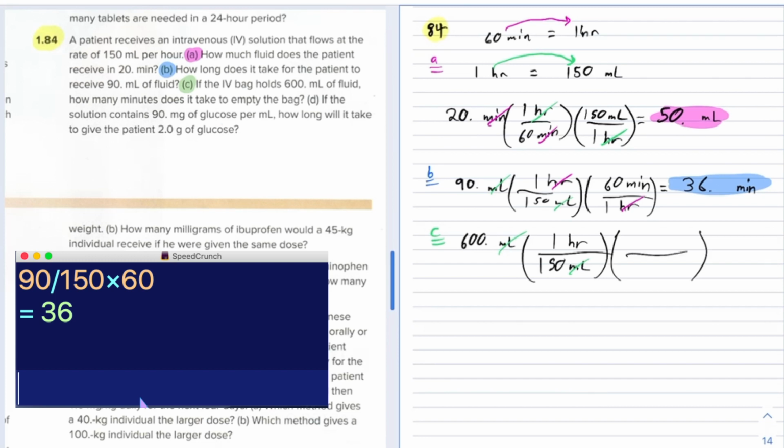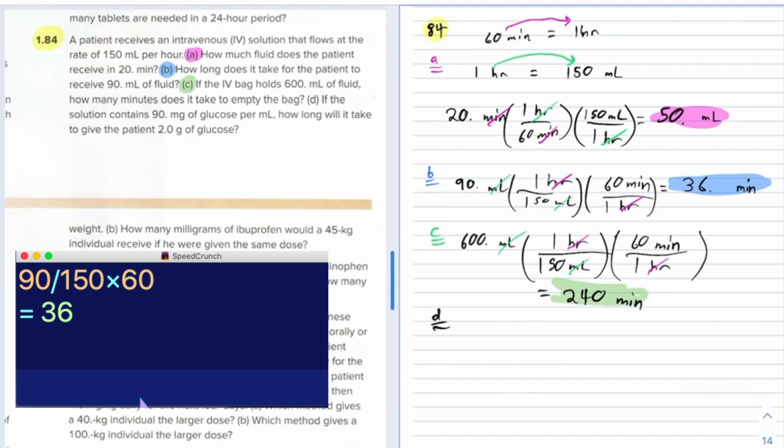What's 4 hours times 60 minutes per hour? That's 240 minutes, right? So 1 hour is 60 minutes, and hour cancels hour. And that's going to be equal to 240. 600 divided by 150 is 4, times 60 is 240. 240 minutes. So that's part C, and then finally part D.